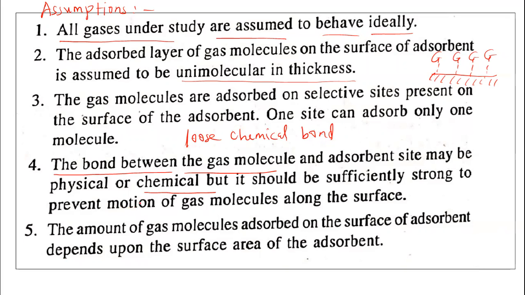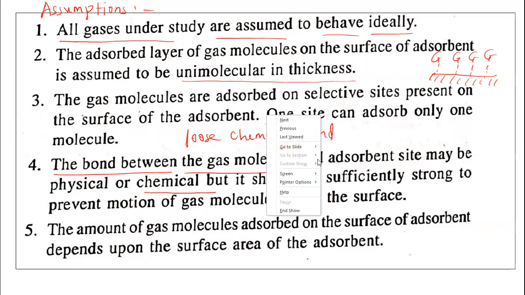The fifth assumption you can see here: the amount of the gas molecule adsorbed on the surface of the adsorbent depends upon the surface area of the adsorbent. Let us take an example. Suppose we have the platinum adsorbent. This is the surface of the platinum, platinum metal or platinum solid.